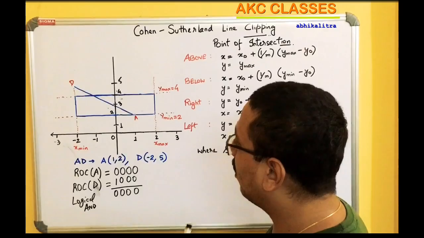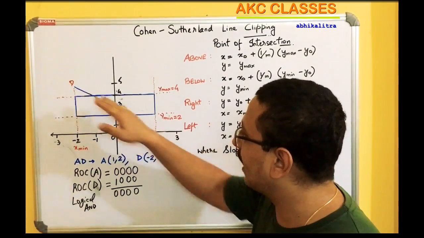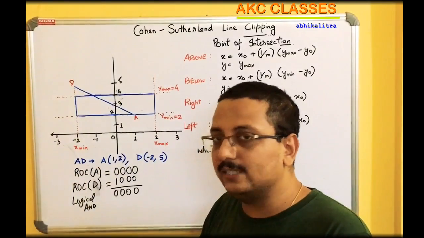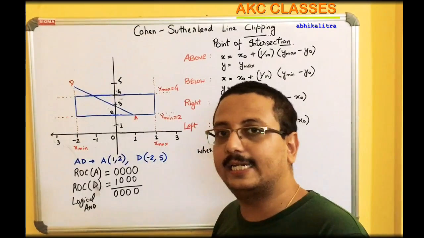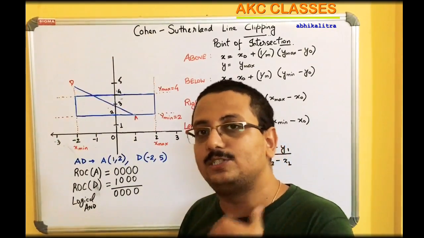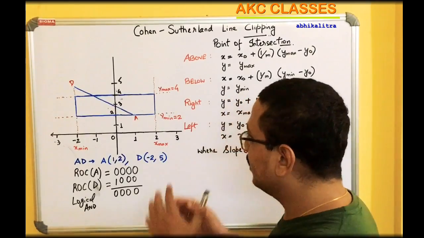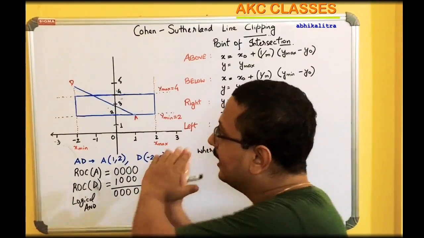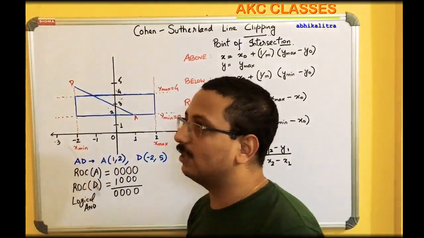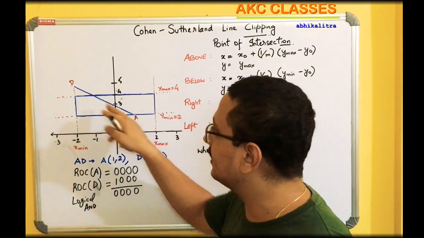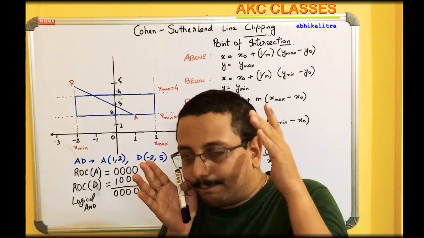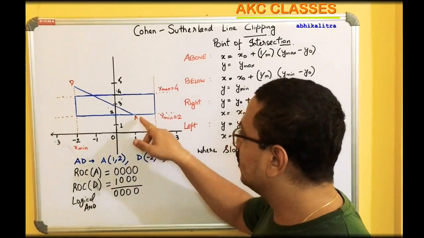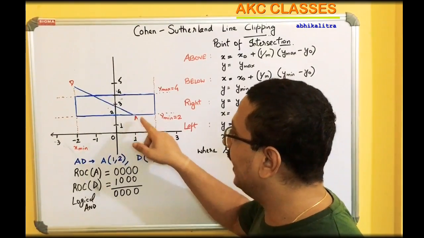But if the line was such that both A and D were outside the rectangular boundary, then A is not equal to 0, that means A is also outside the rectangular boundary, and D is also not equal to 0, that means D is also outside the rectangular boundary. That means first we take the A endpoint and trim off the line which is outside the rectangular boundary. Then we move on to the D endpoint, trim off the line which is outside the rectangular boundary, and the resultant line which is left is the one present inside the rectangular boundary. But in our case, since A is inside the rectangular boundary, it is 0, so we are not concerned with A, we'll move on to D.